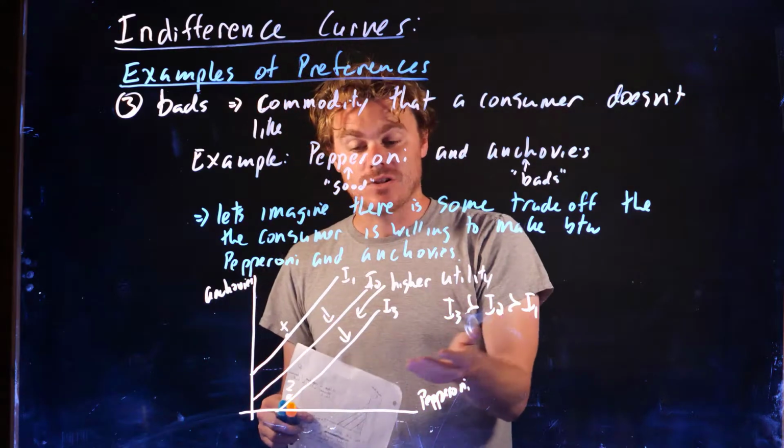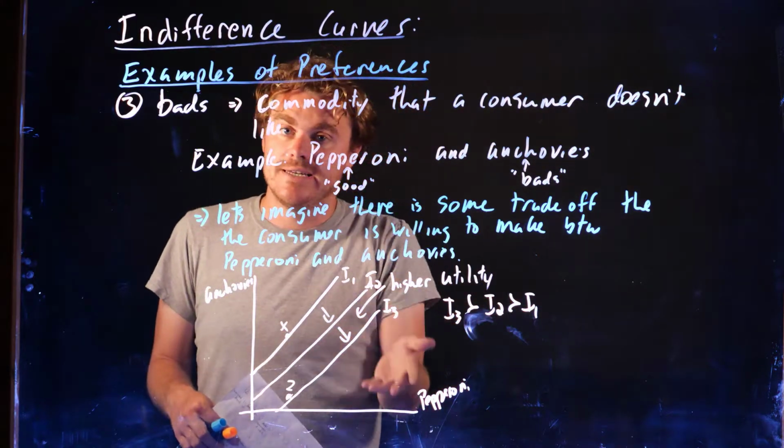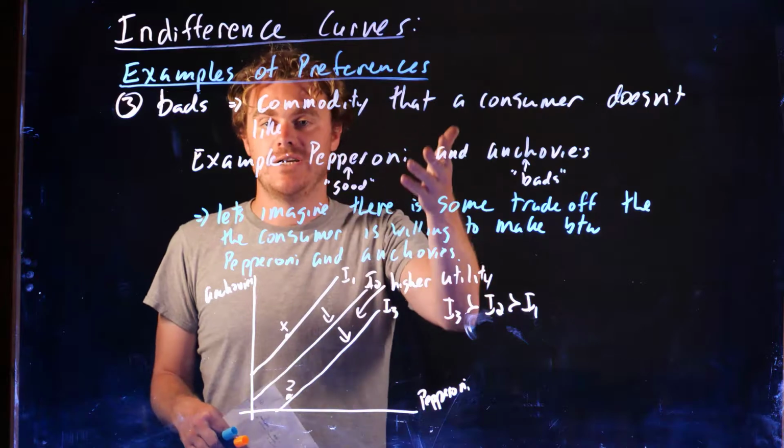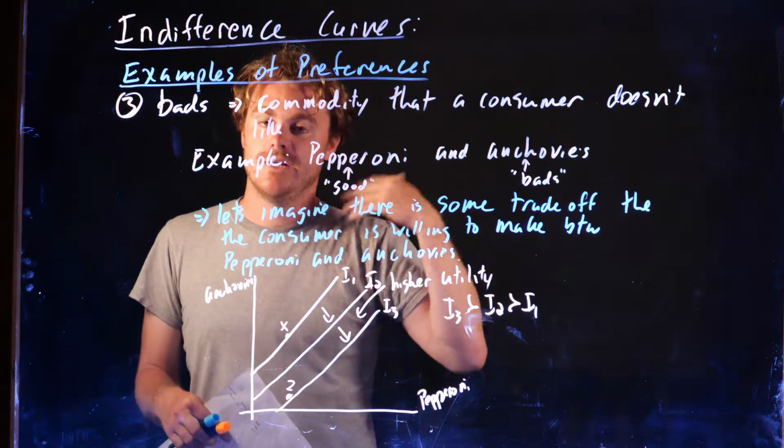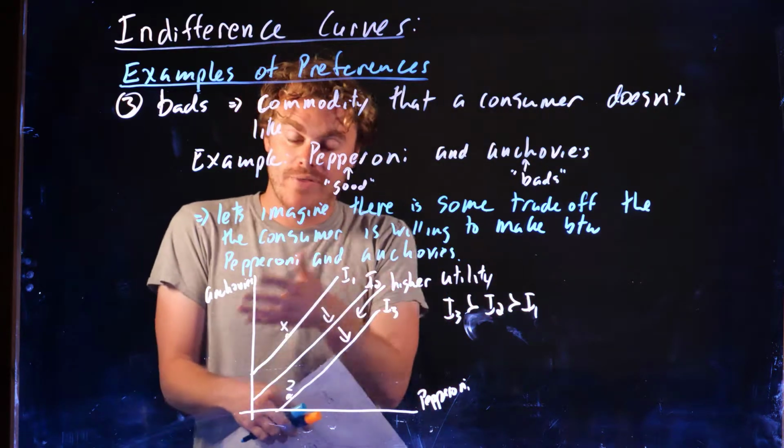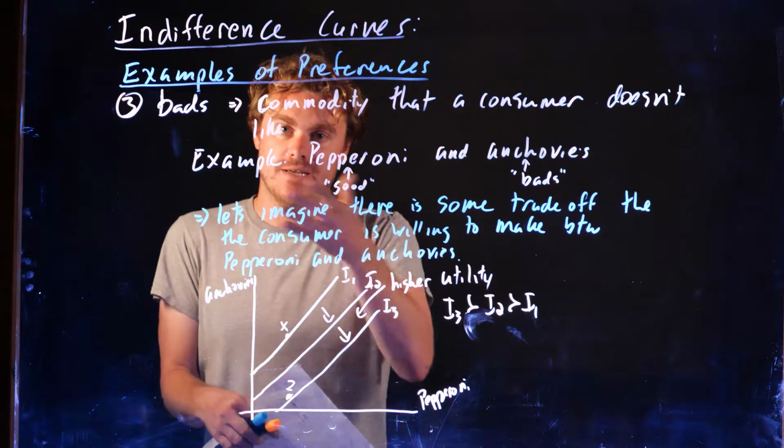So that's what bads look like. These are different looking indifference curves, but we can handle situations like that, right? We just have to think logically through what these preferences would look like for these different situations.